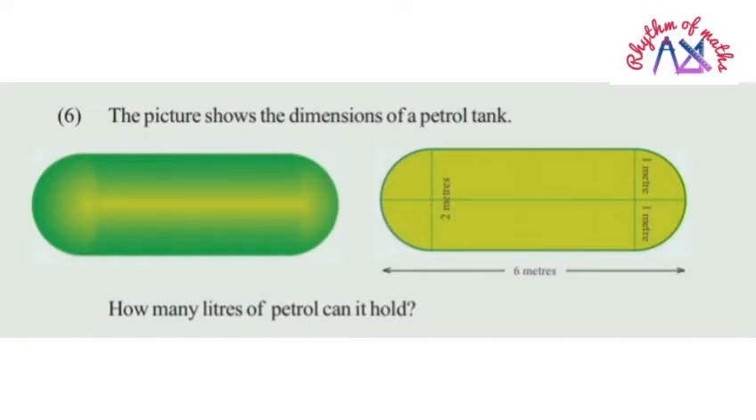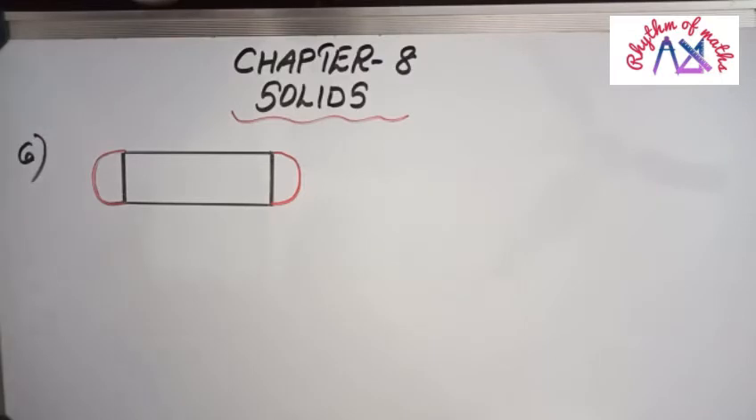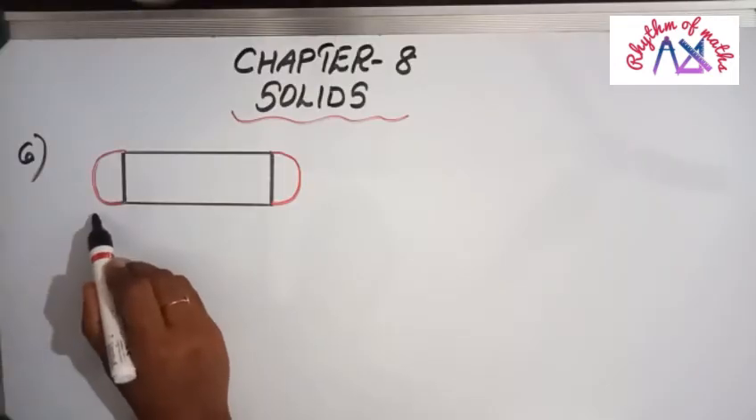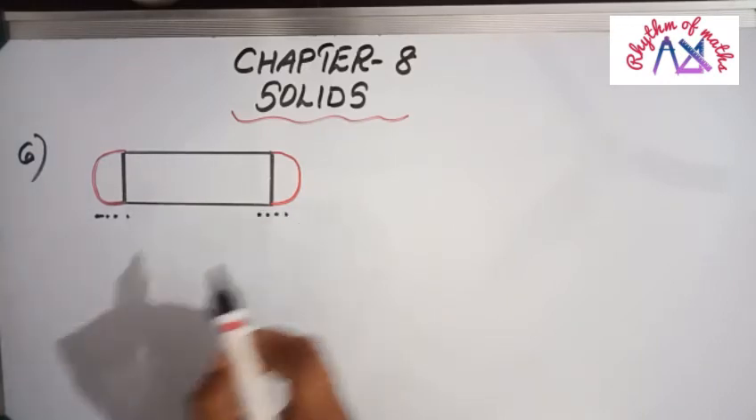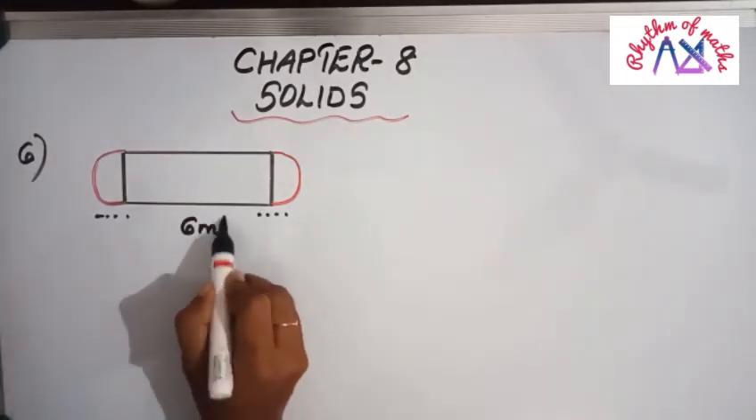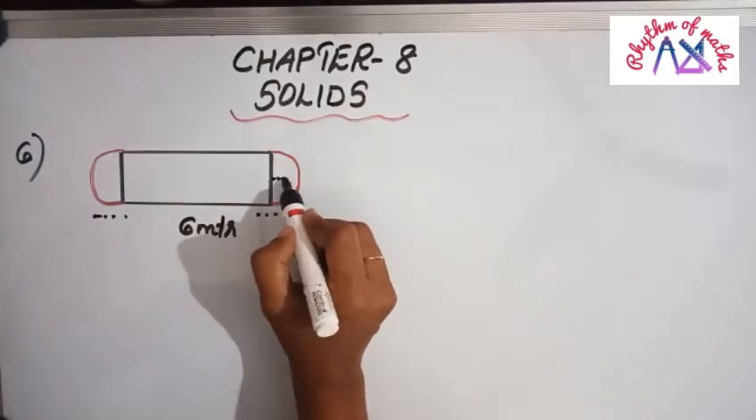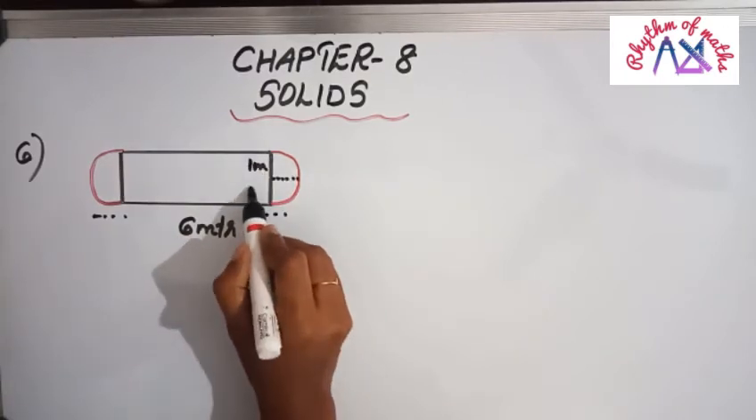Next, question number 6. The picture shows the dimensions of a petrol tank. How many liters of petrol can it hold? Here in this question, a petrol tank is given, and we have to find the volume of the petrol tank in liters. That is the question. Now here the total height of the petrol tank is given. Total height means from this end to this end measurement is 6 meter. Now this portion measurement is given as 1 meter here, 1 meter here.